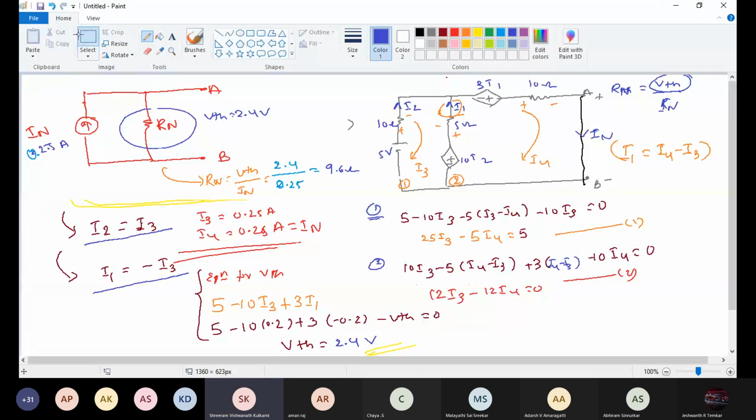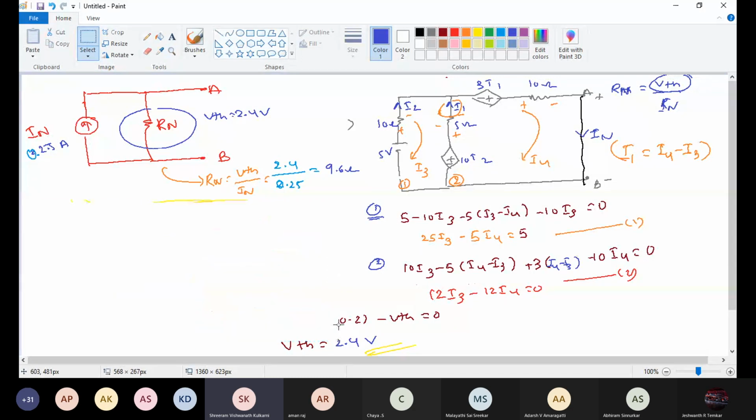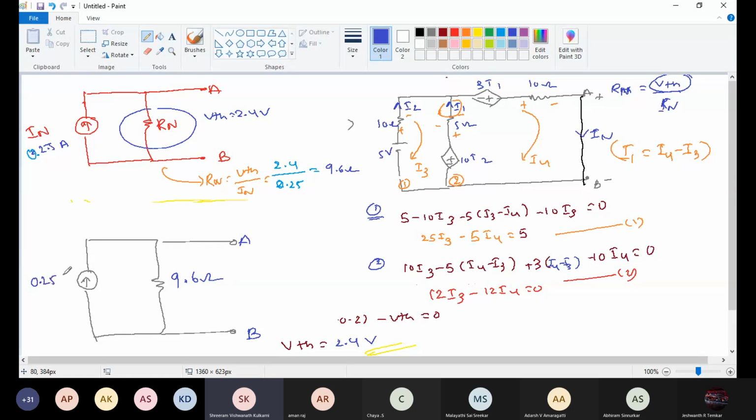Okay. Now I draw the Norton equivalent diagram. I'm just simply redrawing that one. This is my Norton equivalent circuit AB, 9.6 ohm, and this is 0.25 ampere. This is my Norton equivalent circuit.